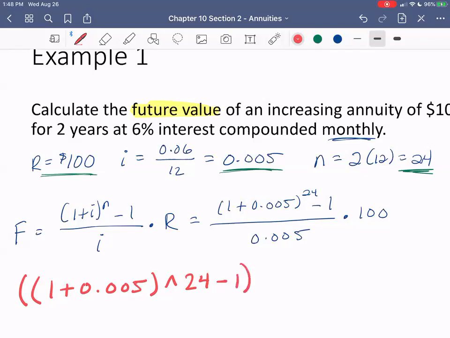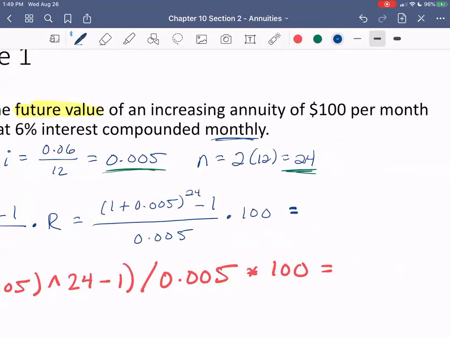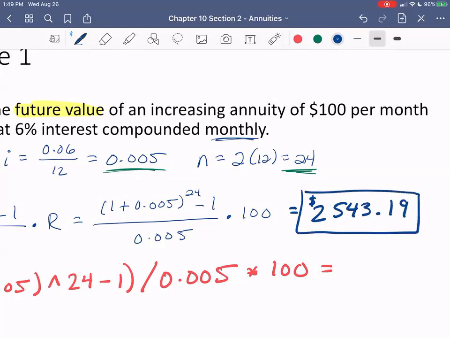Close the parenthesis, so that takes care of your numerator. You can divide by 0.005. In fact, you can exclude that first 0. And then you can put times 100. And then, of course, enter or equals, depending on what calculator you have. And that will give you $2,543.19. Remember, you're always going to round to the nearest penny, which is 2 decimal places.